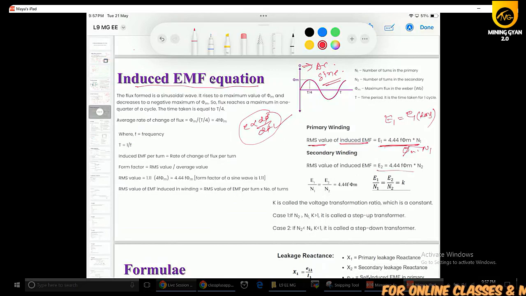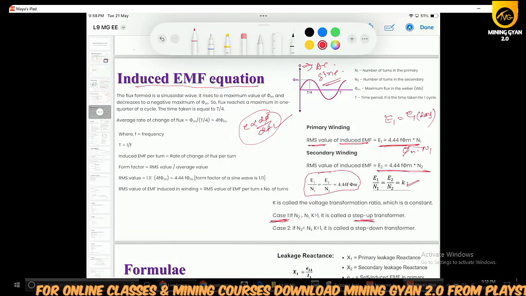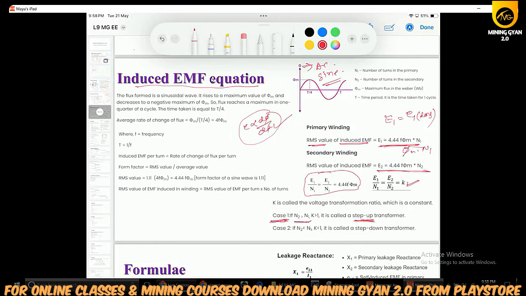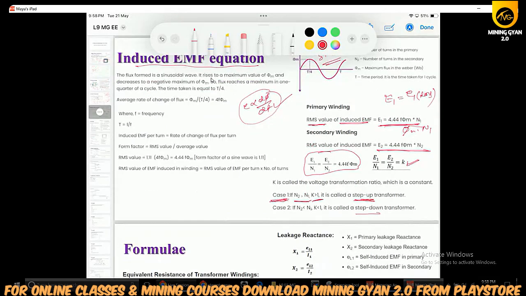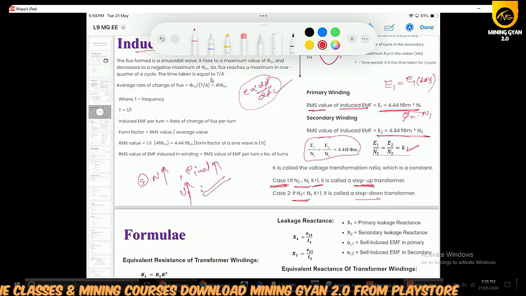Similarly, at the secondary side, E2 will be this much. First, you can calculate this ratio, and K is called the transformation ratio. So in case of a step up transformer, N2 will be more than N1, such that K will be greater than 1, and in case of a step down transformer, N2 will be less than N1. As the number of turns will be more, then obviously induced EMF will be more. Okay, induced EMF is more means what? Voltage is more. That is the concept.